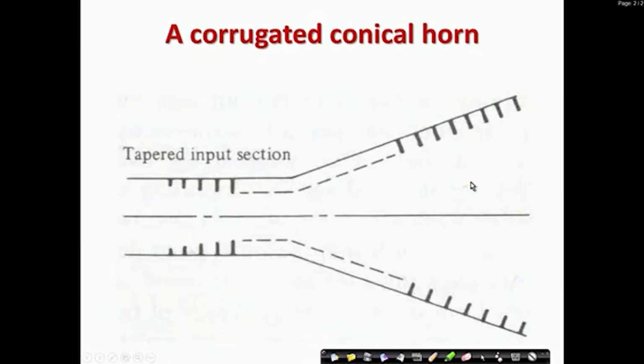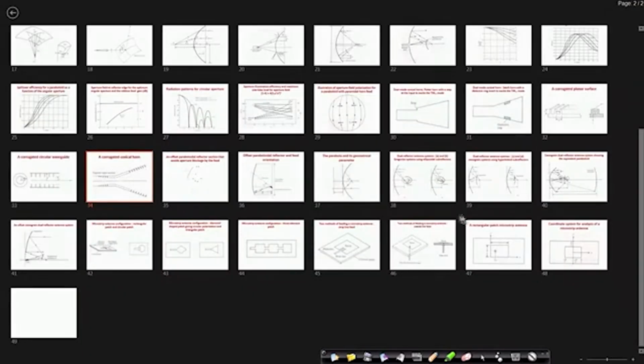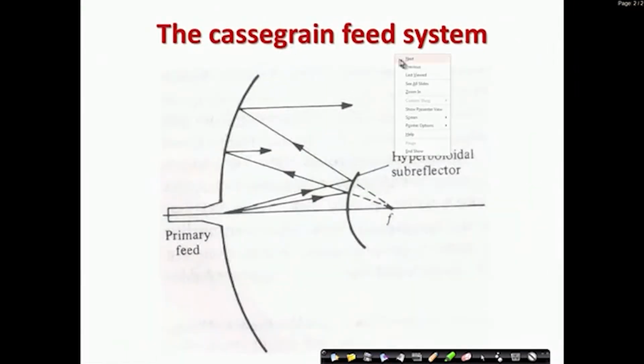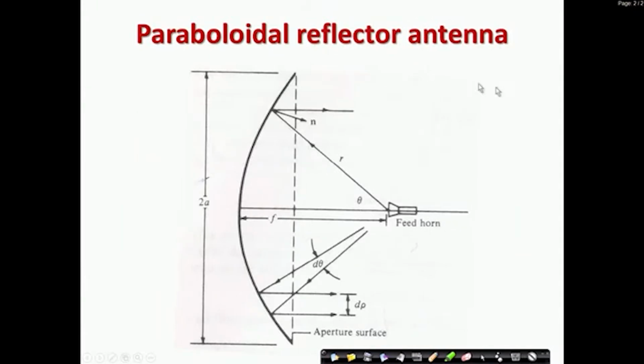Now, today we start with the reflector antenna. At microwave frequencies, this is the most used antenna, and the majority of satellite links use these reflector antenna systems.